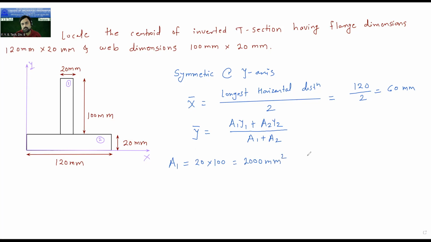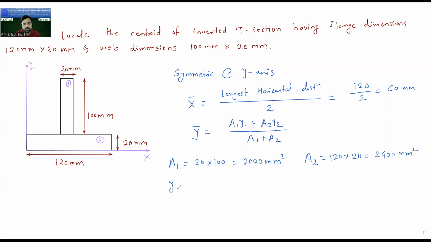2000 mm square. Then the second area is A2. What is the value of A2 now? This is the second rectangle. This dimension is 20. This is 120. So it will be 120 into 20, which is 2400 mm square.